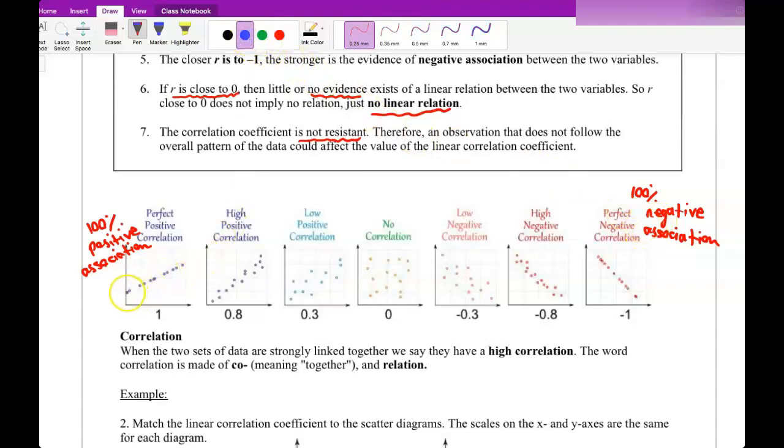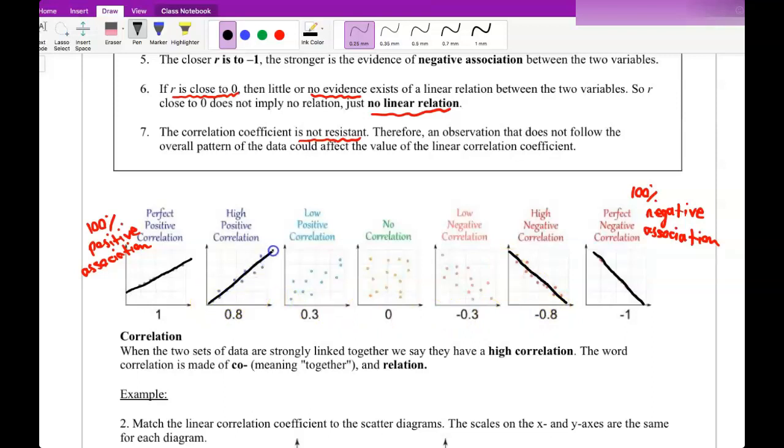Guys, we are able to draw a straight line here and have all points on one line. Same thing for this part. Here also I'm able to draw a straight line, but I'm not able to have all points on that line. However, these points are very close to the line I have here. So that is high negative correlation. It's negative again because the slope is negative.